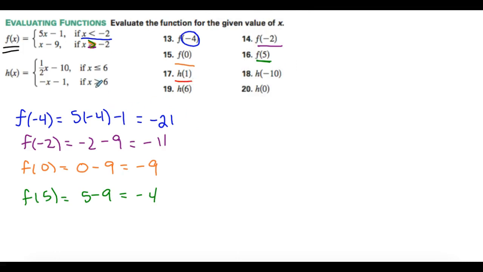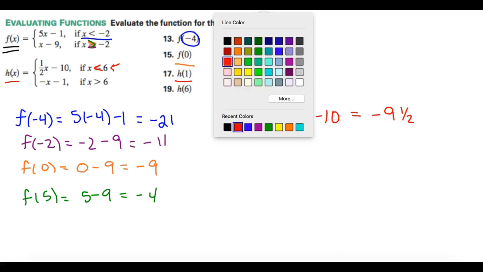Okay, so we're looking for h of 1. So here's my h function. 1 is less than 6. That means it fits in the top domain. So to find h of 1, I'm going to do 1/2 times 1 minus 10. 1/2 minus 10 would be negative 9 and 1/2. Okay, so it's 1/2 minus 10, which is the same thing as 10 minus 1/2, and then switch the sign.